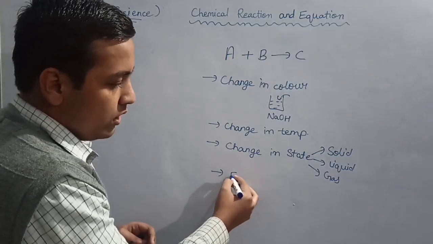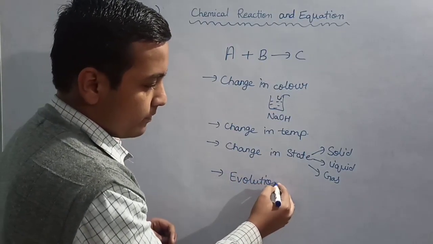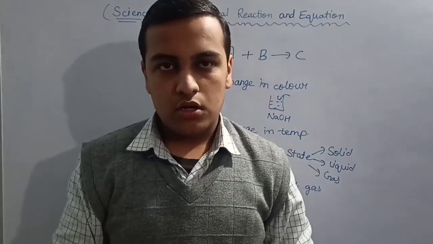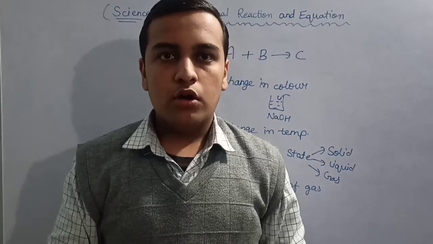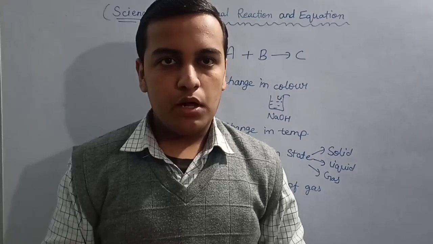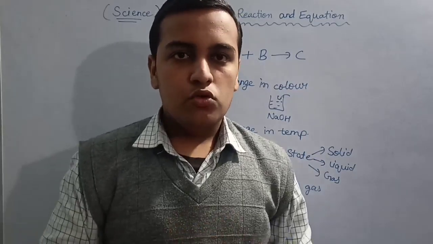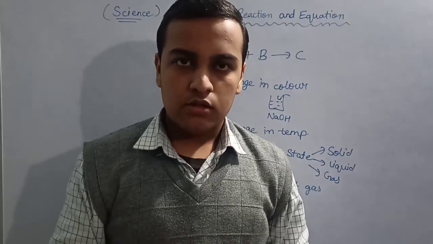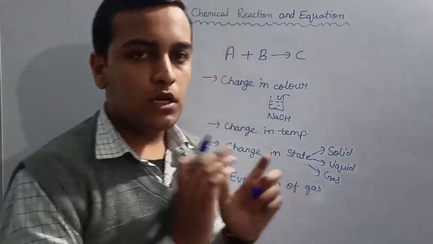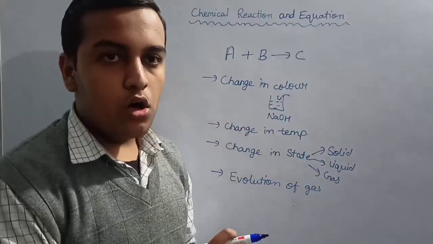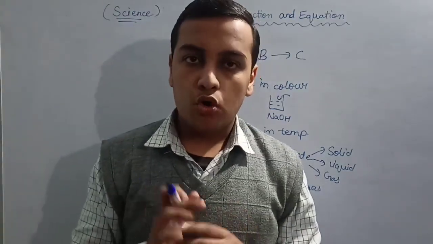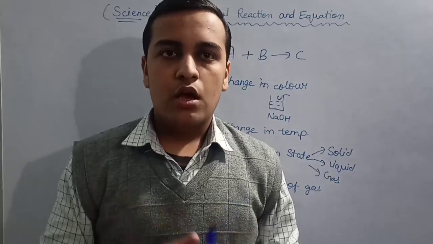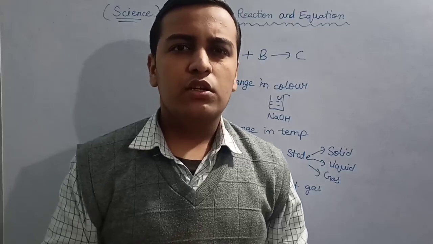Now we learn about the evolution of gas. Evolution of gas is also a major sign of chemical reaction. If a chemical reaction takes place, a gas may form. For example, when carbon mixes with oxygen, carbon dioxide forms. Carbon dioxide is a gas. Then in that case, the chemical reaction is due to the evolution of gas. Or you can see that sometimes people smoke, and there is also evolution of gas. This is also due to a chemical reaction.